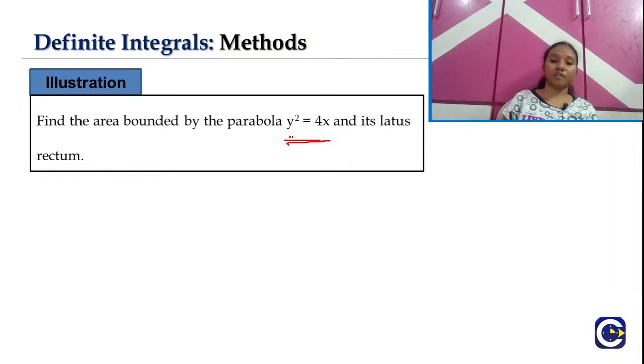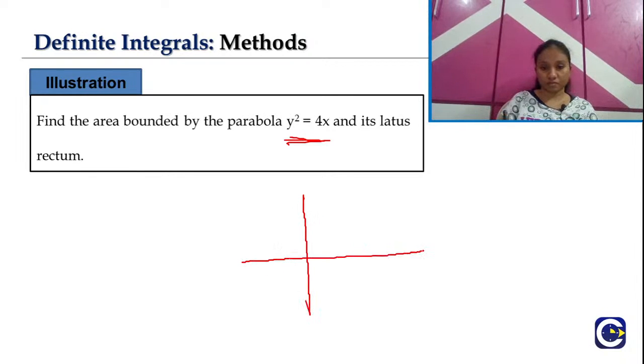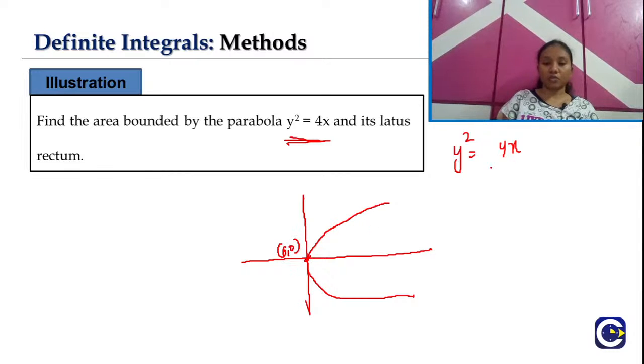So what is the graph of our parabola? The parabola which is given is y square equal to 4x. So the plot will be something like this. Right, so this is the origin. And what about the focus here? The focus value will be a comma 0. That means here a value is 1, because our general form of equation of parabola is 4ax. By comparing both of them, we can predict the value a equal to 1. So the focus will be 1 comma 0.